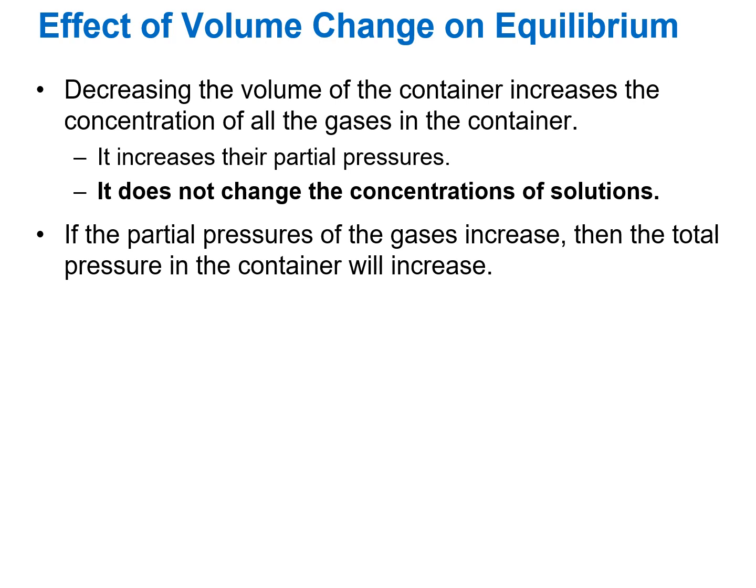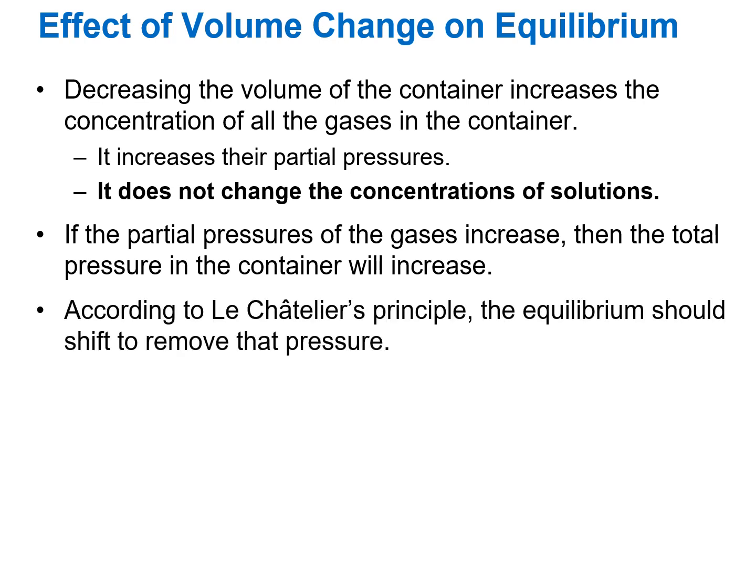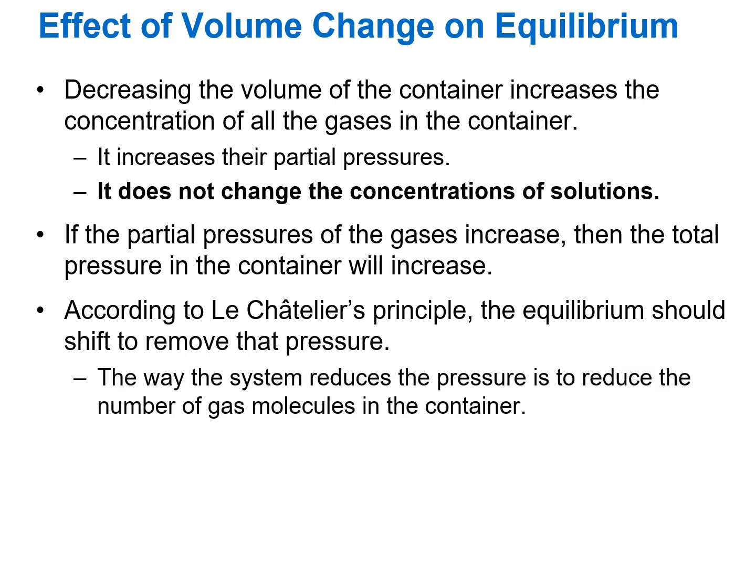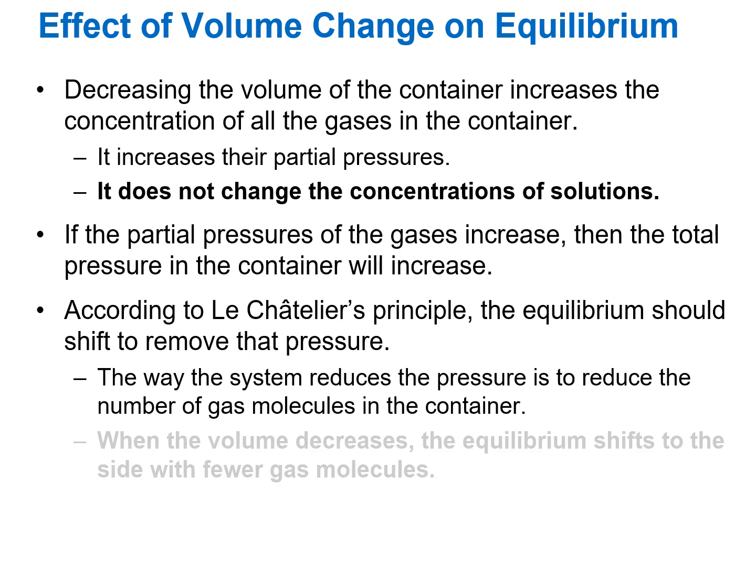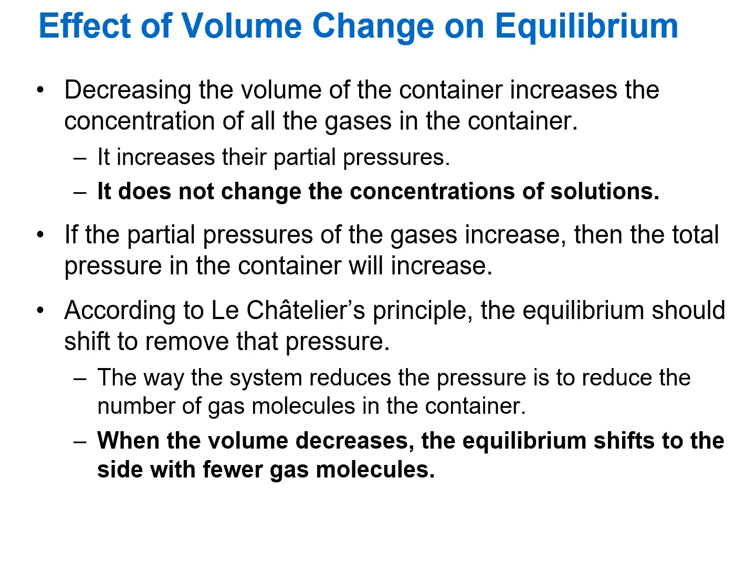Now, if the partial pressures of the gases increase, then the total pressure of the container will increase. And according to Le Chatelier's principle, the equilibrium should then shift to remove that pressure. Because, you know, Mother Nature, she's kind of lazy and she likes things to be low maintenance. And the way the system is going to reduce that pressure is to reduce the number of gas molecules in the container. So when the volume decreases, the equilibrium will shift to the side with the fewer gas molecules.